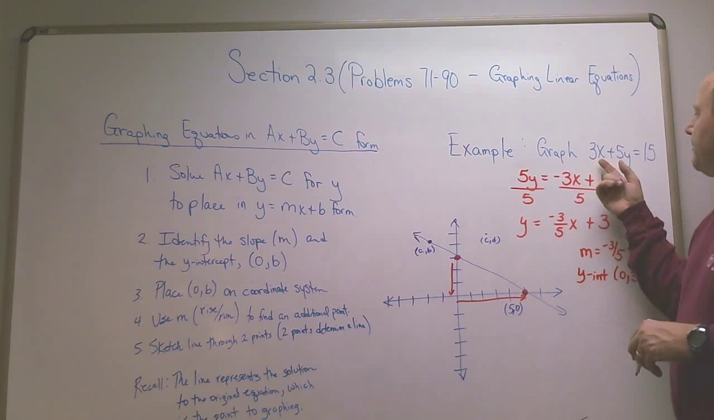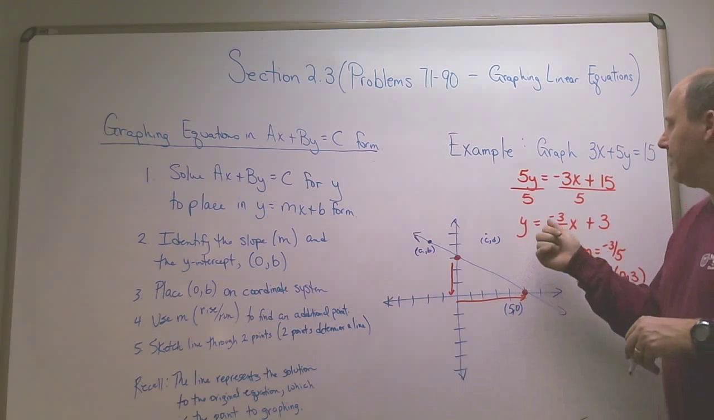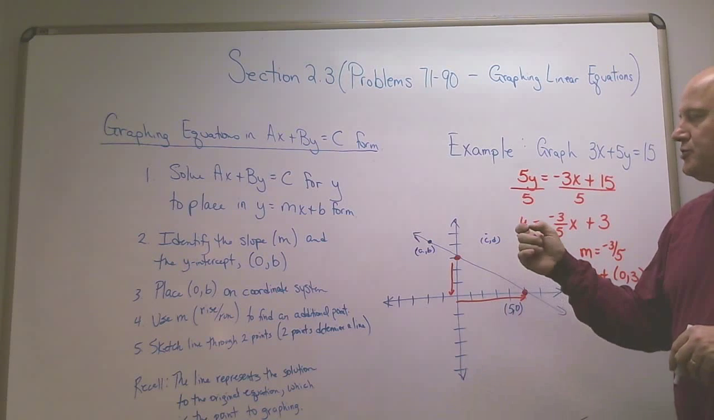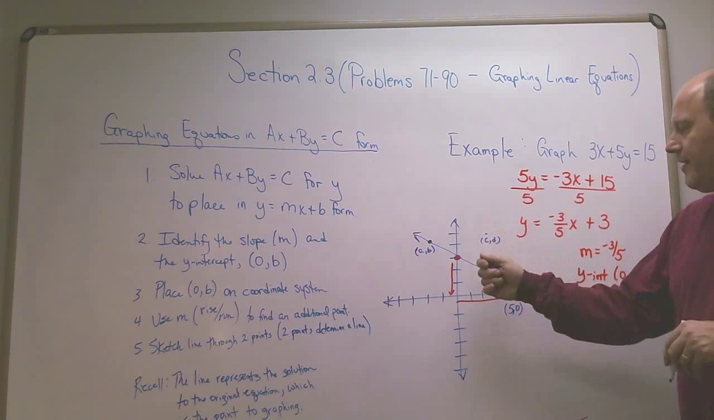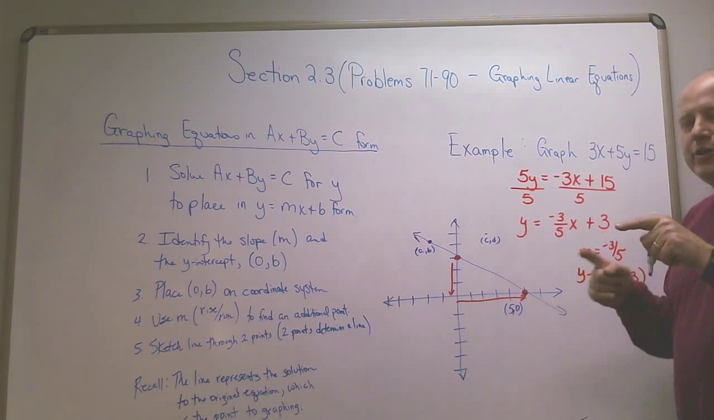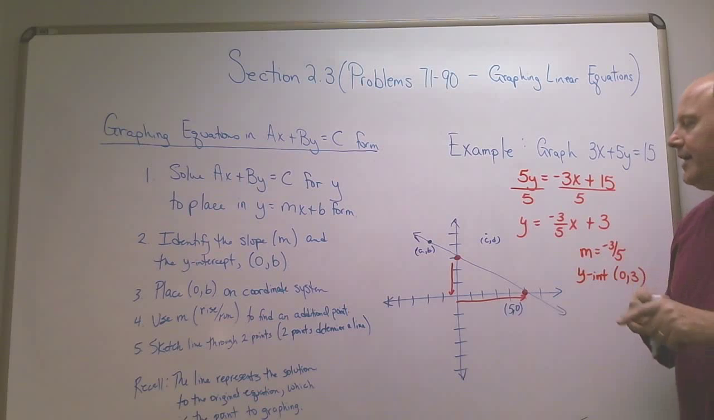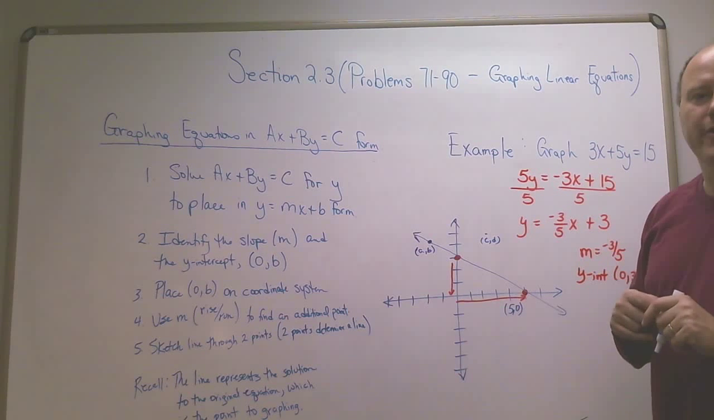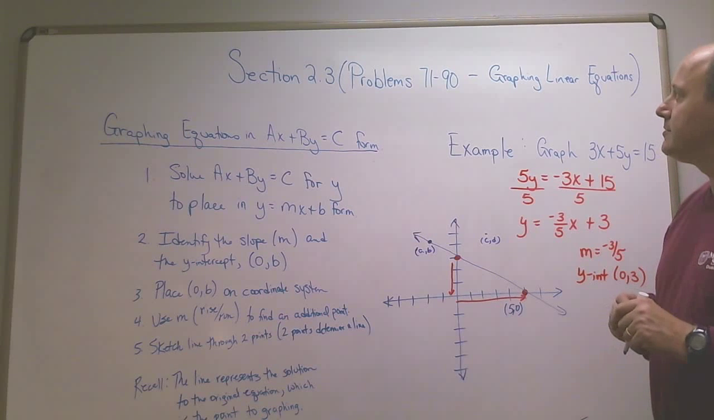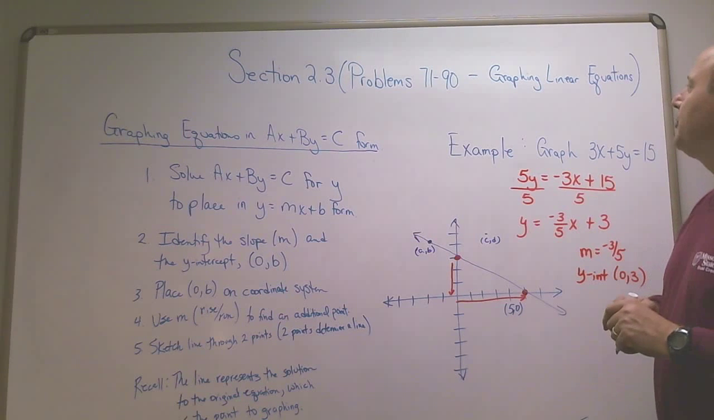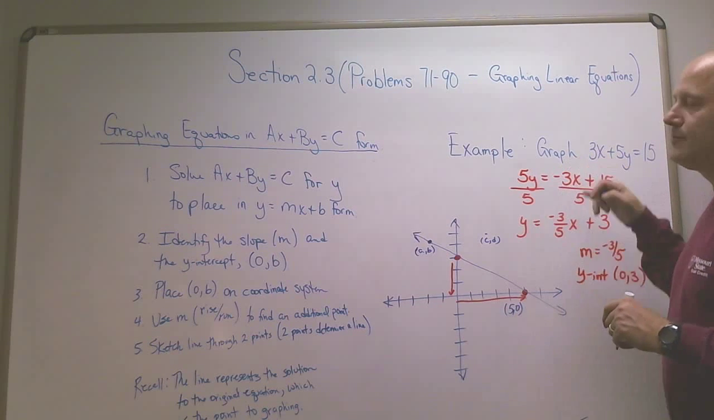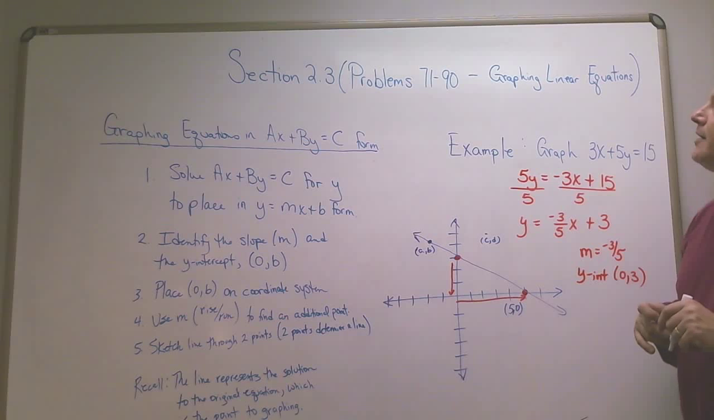But this one's fairly simple. You just have to solve for y, identify the slope, and identify the y-intercept. Place the y-intercept and then use the slope, rise over run, to find an additional point. You can do it 2 or 3 times if you want, but you only really need 2 points on that graph to do a line. Then connect those 2 points, and that's pretty much it. This is 2.3, problems 71 through 90. This is pretty much how they all would work when they are in this form. All right, that's it.